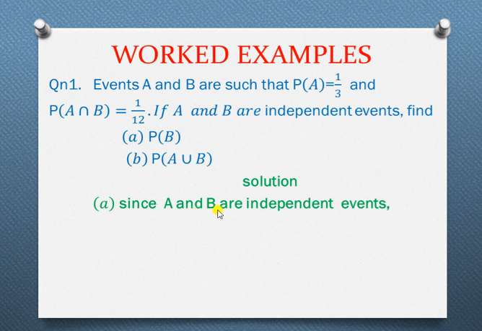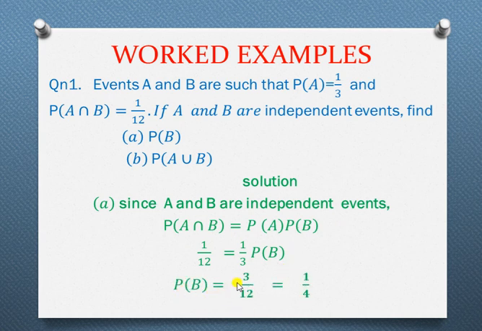So we're going to say, since A and B are independent events, what do we know about that? Probability of A intersection B is automatically the probability of A times the probability of B. So it means we can simply make the probability of B the subject. So it becomes probability of A intersection B divided by probability of A. And if you do so, you're going to divide 1 out of 12 by 1 out of 3. And if you press your calculator, you will surely come up with probability of B as 3 out of 12, which can be reduced to a quarter, as we can see. So that is our part A. Let's look at part B.